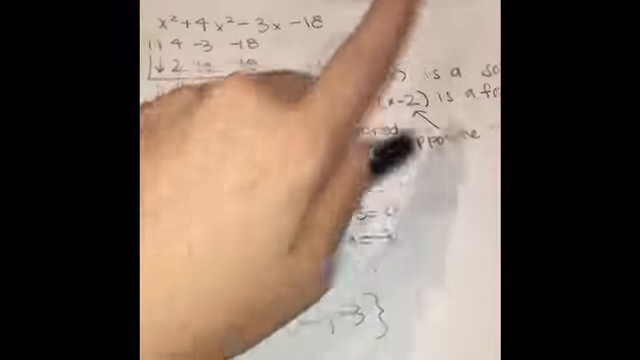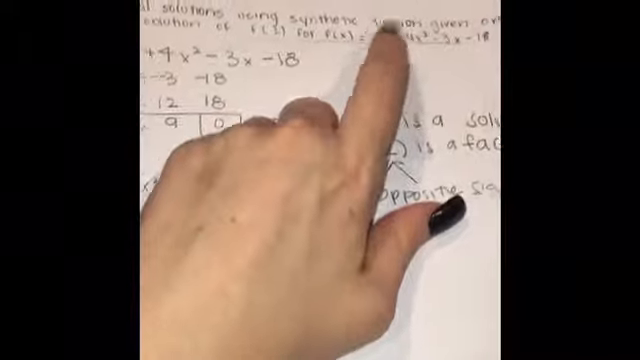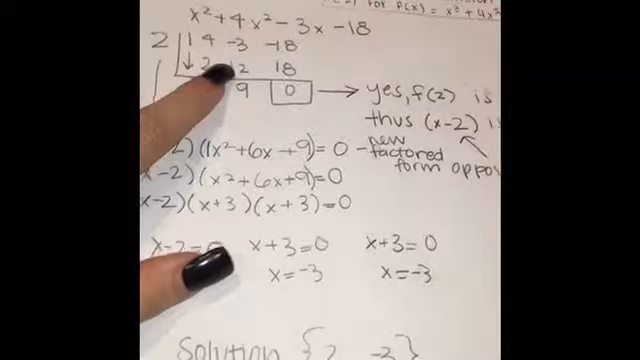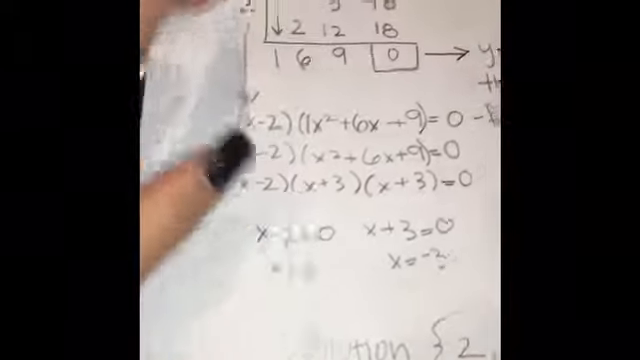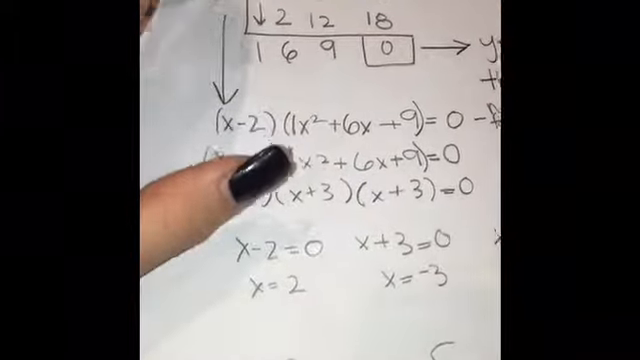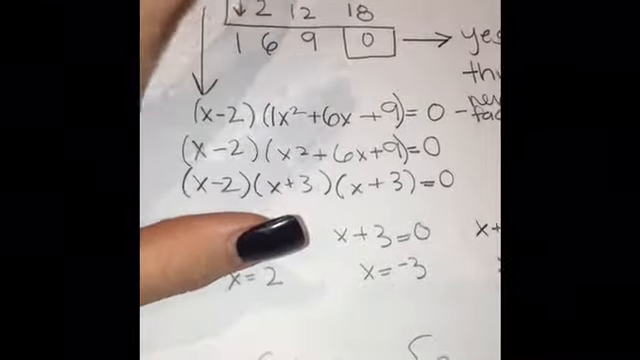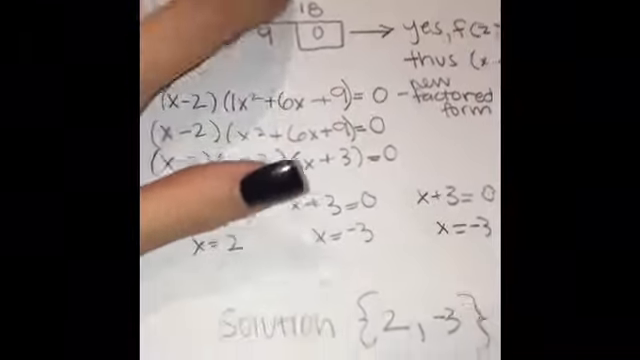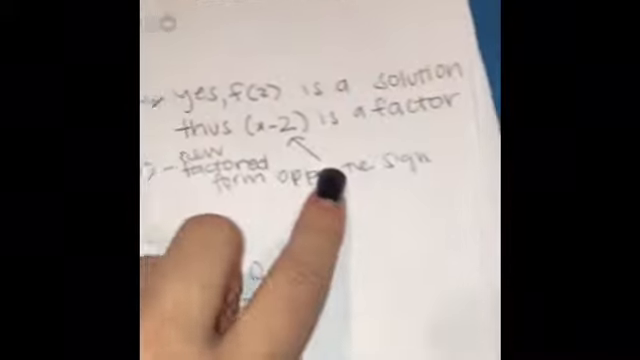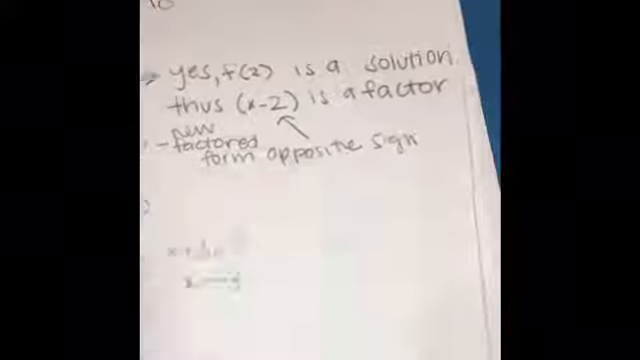Okay, so for this problem, you start with your equation, and you put these numbers in the box. Since it says f of 2, you put the 2 on the outside. Then you continue to add down. So 1 plus 1 is 2, 4 plus 2 is 6, 12 and negative 3 is 9, negative 18 and 18 is 0. Since it's 0, x minus 2 is a factor.